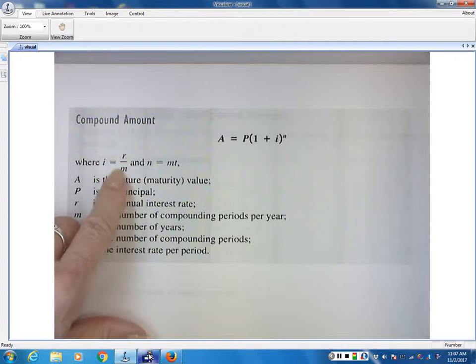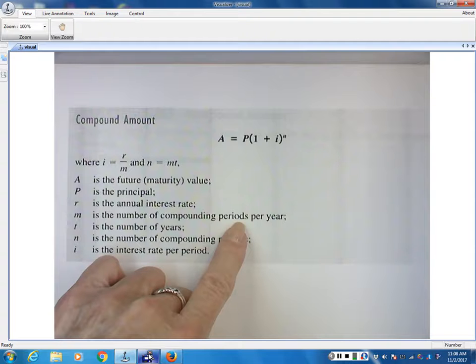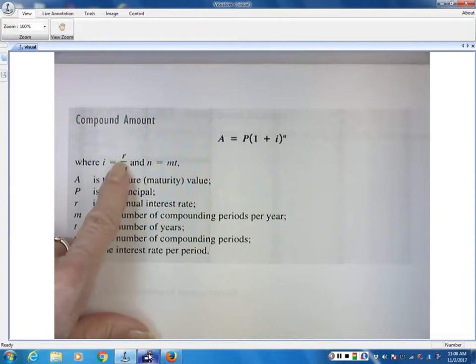But since it's going to be compounded more often than once a year, then you're going to divide that interest rate by the number of compounding periods in each year. So for example, if your interest rate was 8% and you're going to compound semi-annually or twice a year, then every time they compound your interest, which is going to be every 6 months, they're not going to charge you the whole 8%. They're going to charge you 4% because it's twice a year.